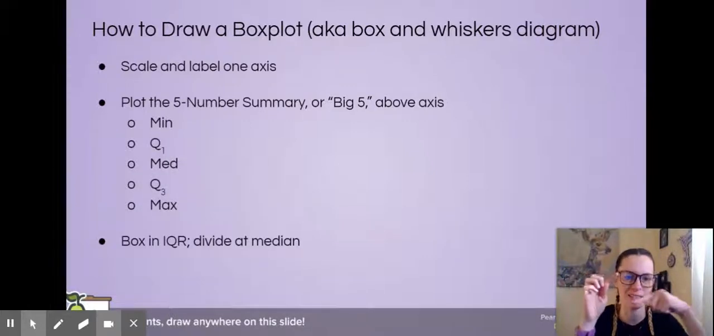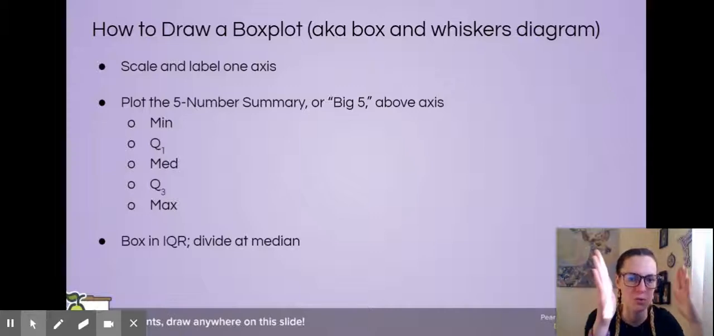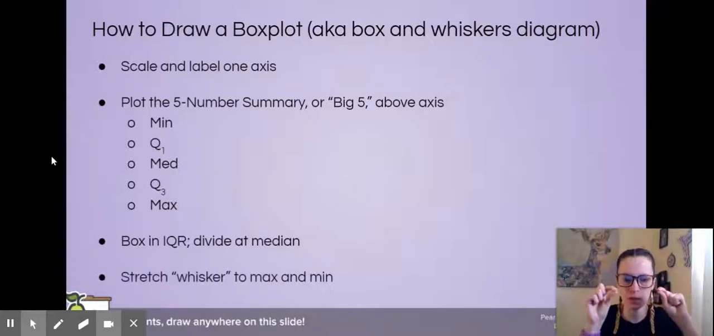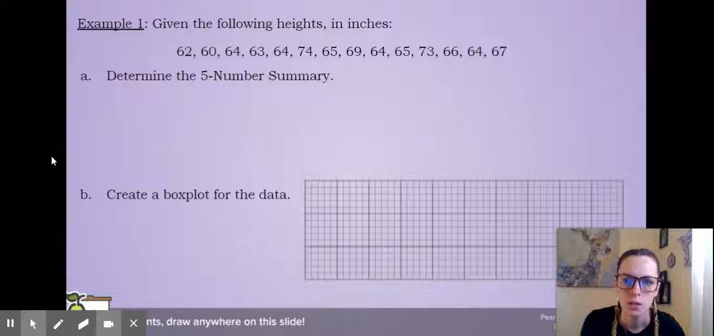From there, you'll box in your IQR. So from your lower quartile to your upper quartile, you'll box that in and then divide it at the median, wherever the median is inside that box. And then you'll stretch the whiskers, or just draw straight lines out to your maximum value and to your minimum value. So let's do an example.